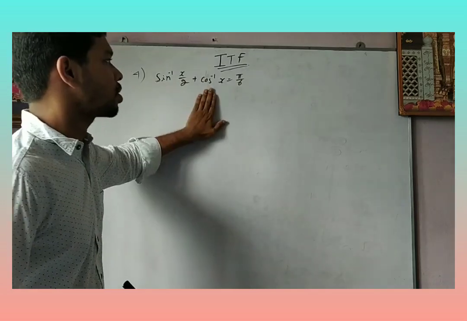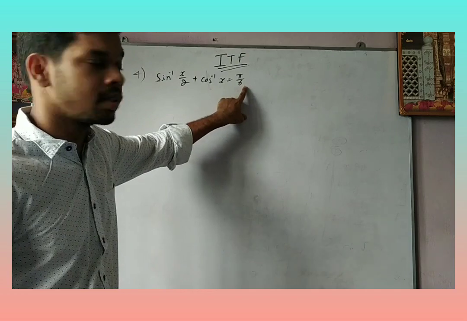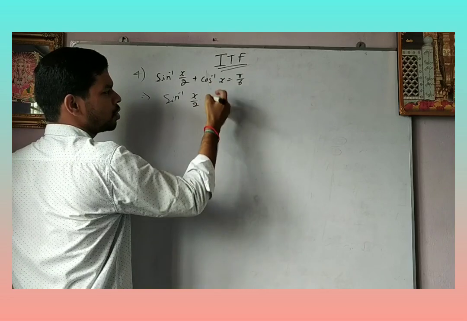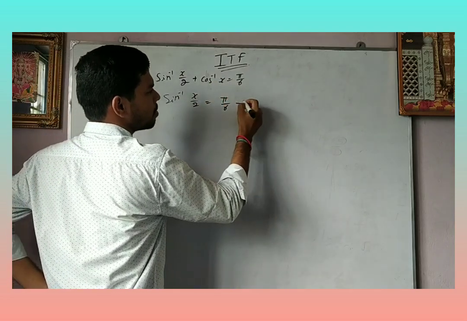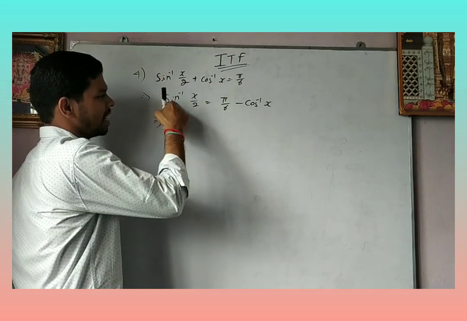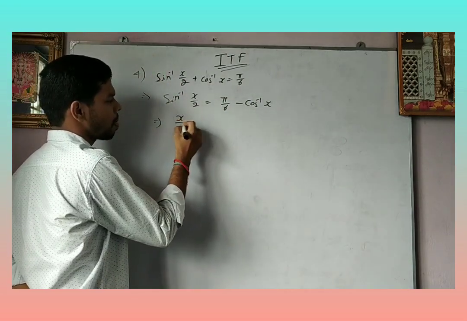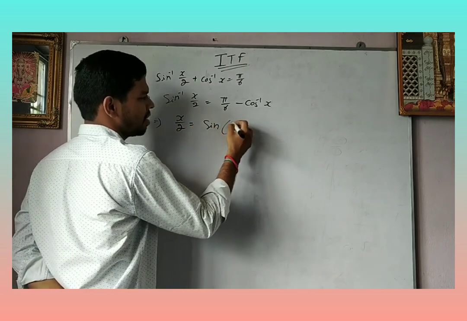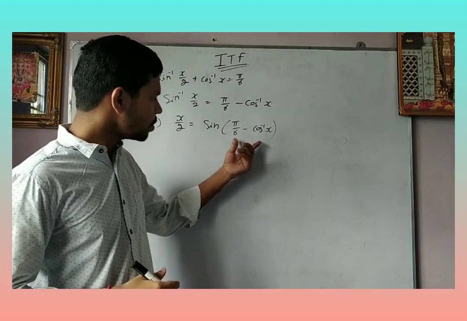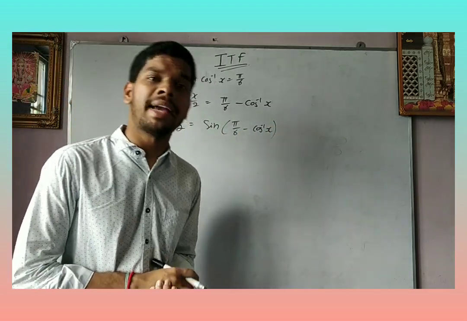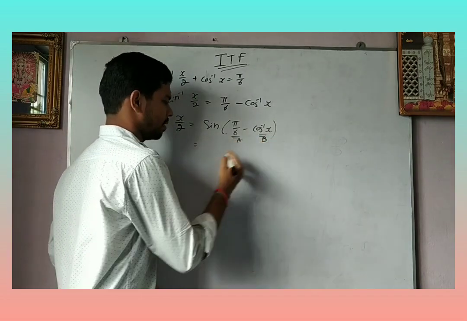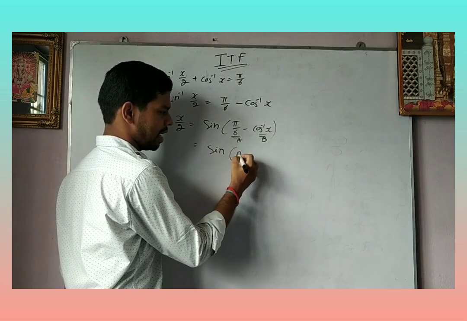Sin inverse x by 2 plus cos inverse x equal to pi by 6. Same trick, same logic. Take this function to the right hand side: pi by 6 minus cos inverse x. Or you can take this function also. Then take sin of both sides: x by 2 equal to sin of pi by 6 minus cos inverse x. In this case, we have to apply the formula of sin A minus B. This is A, this is B. Sin A minus B formula.